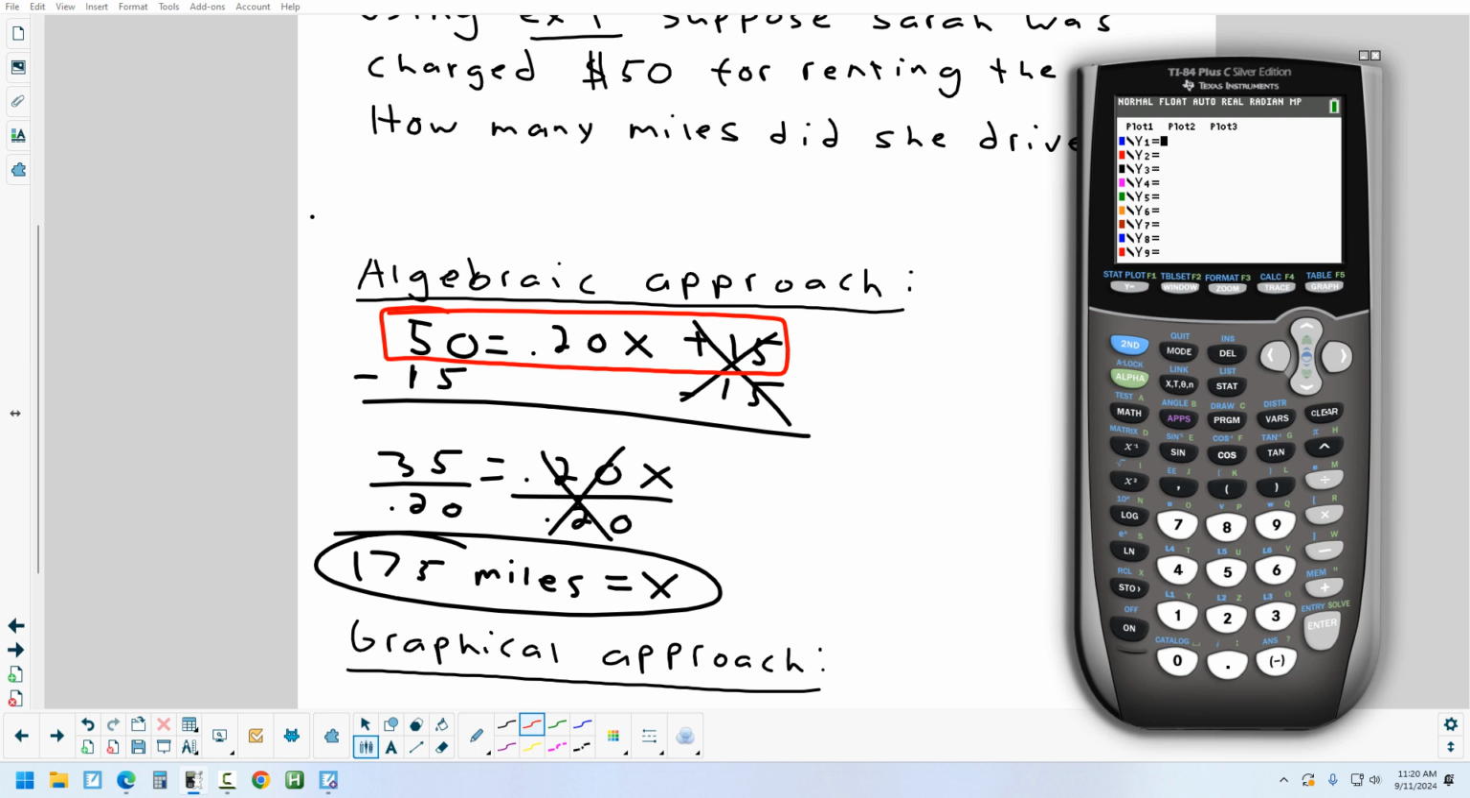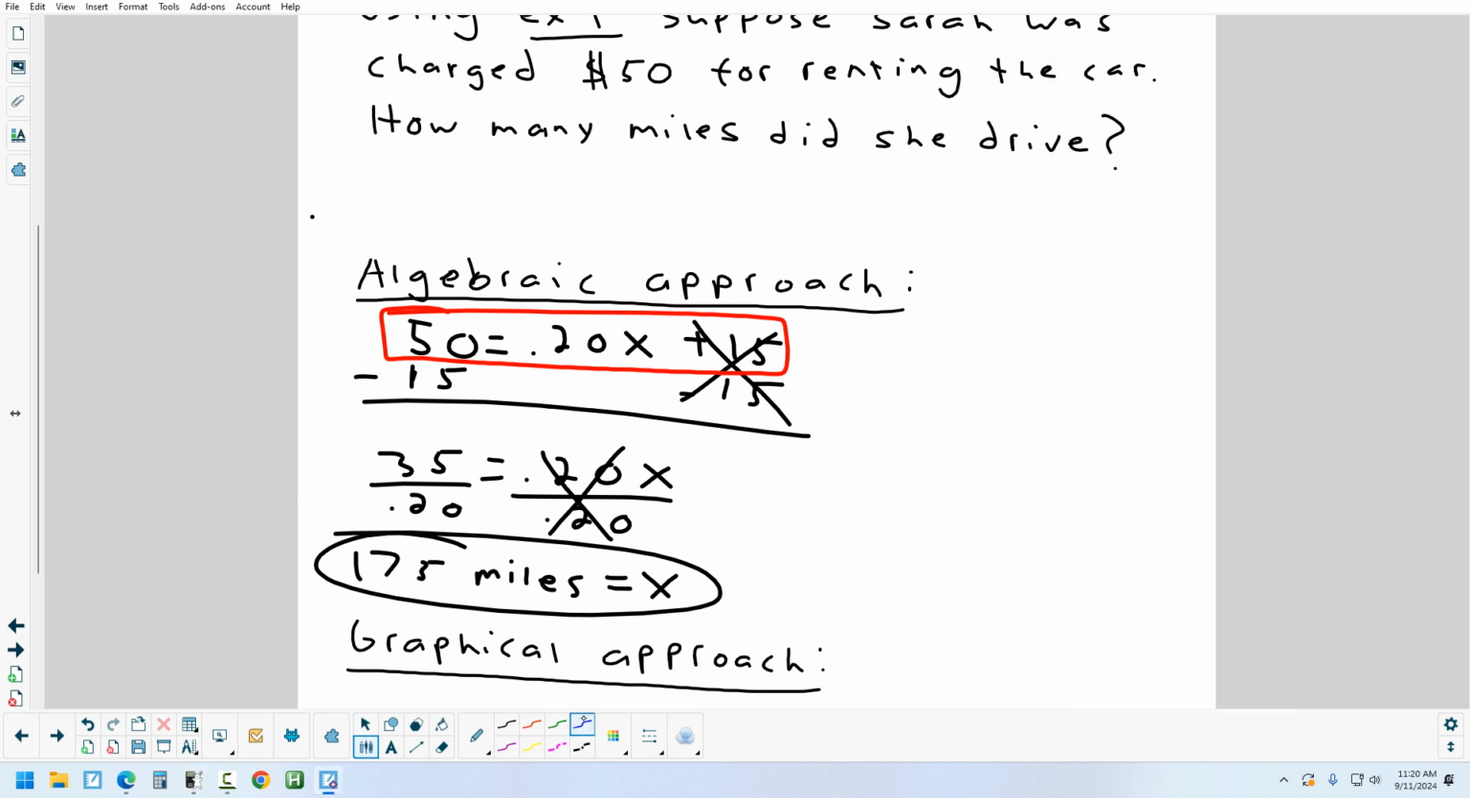Now we're going to type in two things. I think you can type up to 10 equations; it goes all the way to Y0. But we need to type 2. We're going to type what's in that blue box in Y1. And we're going to type what's in that purple box in Y2.